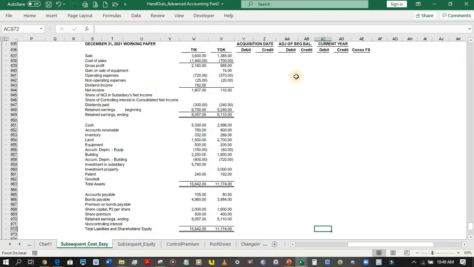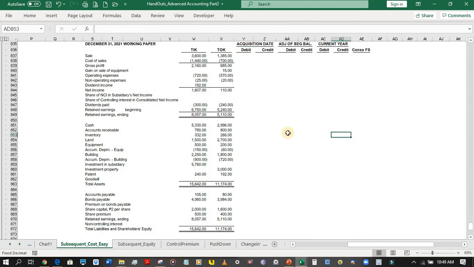So let's start our working paper. So again, the eliminating entries, I've divided it into three. The acquisition date eliminating entries, the adjustments of our beginning balances for retained earnings, other comprehensive income, and non-controlling interest, and the current year eliminating entries that has an effect on both the real and nominal accounts. Again, acquisition date entries and the eliminating entries to adjust the beginning balances are all real accounts.